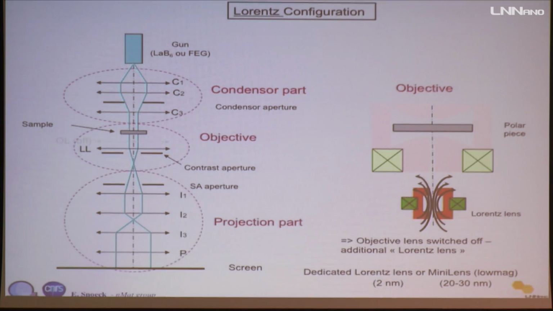So the idea of Lorentz microscopy and electron holography is to switch off this objective, and you use a Lorentz lens, which is located below the objective lens, below the sample, and you can have some resolution, okay? Sometimes, with dedicated materials, you can reach 2 nanometers resolution, maybe I would say more like 5 nanometer resolution with this microscope in Lorentz mode, meaning without any current in the objective.